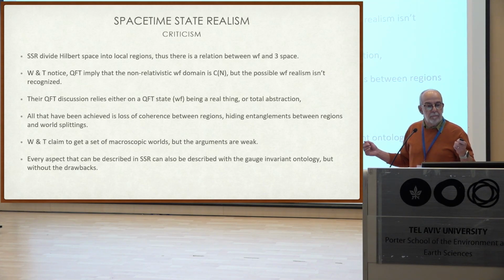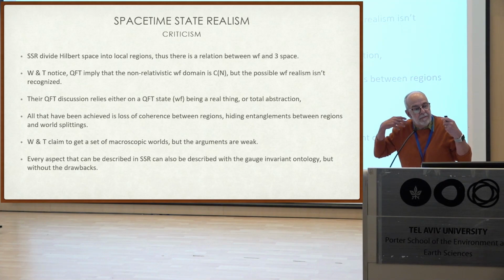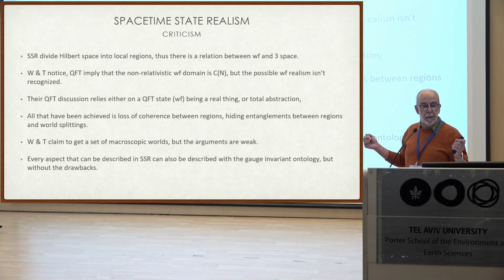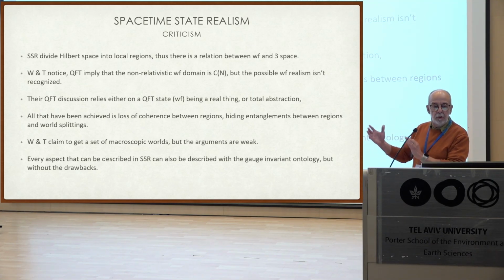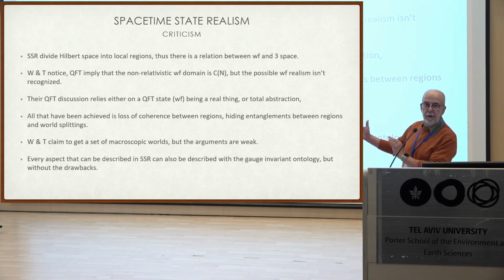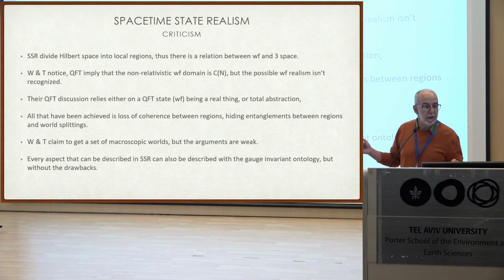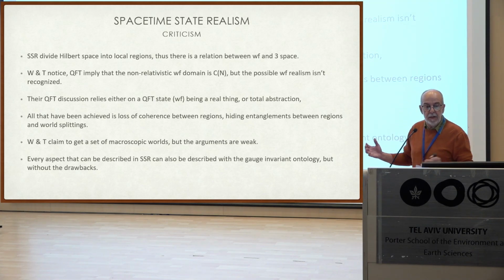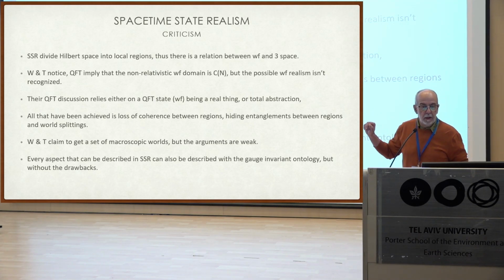And to further give some criticism towards space-time realism, I would say that in their arguments for it, they divide a Hilbert space into local regions. But when they say they can do that, it actually implies that there is an understanding of the wave function in 3-space. So their initial statement that there isn't is very strange. And the authors also noticed that quantum field theory implies that the non-relativistic wave function domain is the one I've advocated here, C of n, the classical point particle configuration space. But they still didn't recognize the possible wave function realism in spite of that.